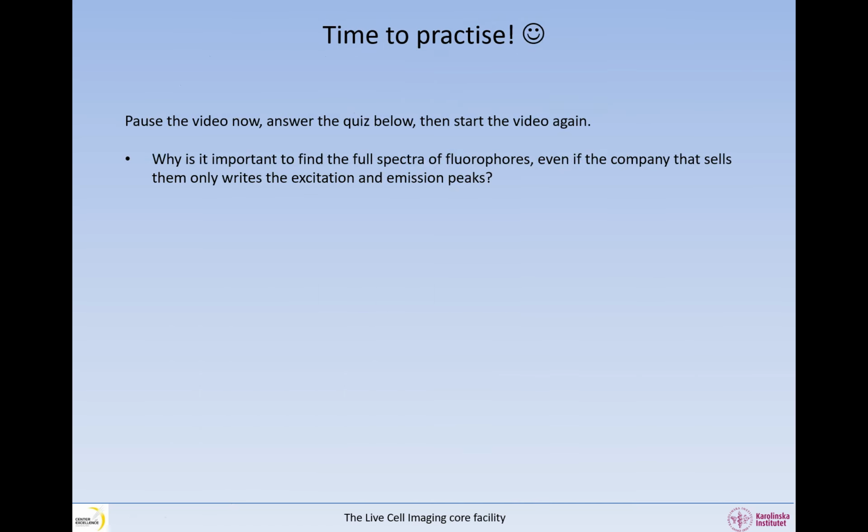So now it's time to practice. So pause the video now and answer the quiz below, and then start the video again. Why is it important to find the full spectra of fluorophores, even if the company that sells them only writes the excitation and emission peaks? So write your answers and then come back to the video.